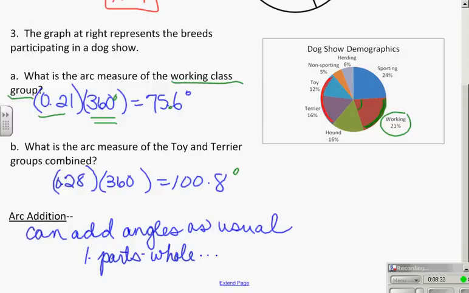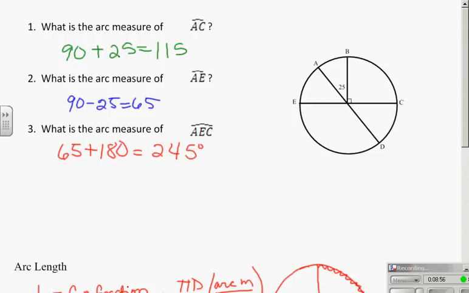When we're asked about the arc measure of the toy group and the terrier groups together, we're going to employ angle addition, arc addition. 12% plus 16% is 28%. Find out what percentage that is of 360, multiply them together. That arc measures 100.8 degrees. So kind of in summary, we can add arcs and angles just like we've been doing. The premise behind it is that we're using our parts to whole idea.